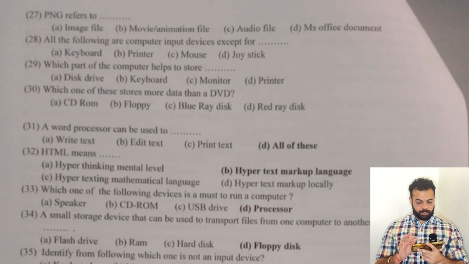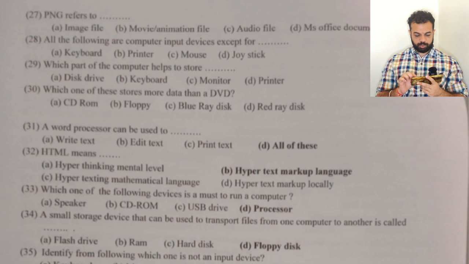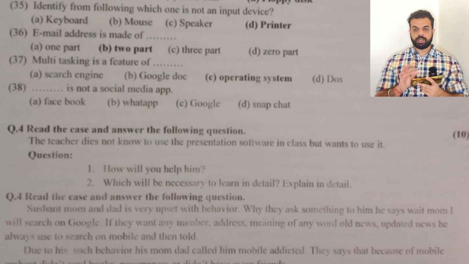31st question, a word processor can be used for, there are four options. HTML means, four options. Which one of the following devices is must to run a computer, again four options are given. 34th question, a small storage device that can be used to transport file from one computer to another is called dash, there are four options. 35th question, identify from following which one is not an input device, four options.